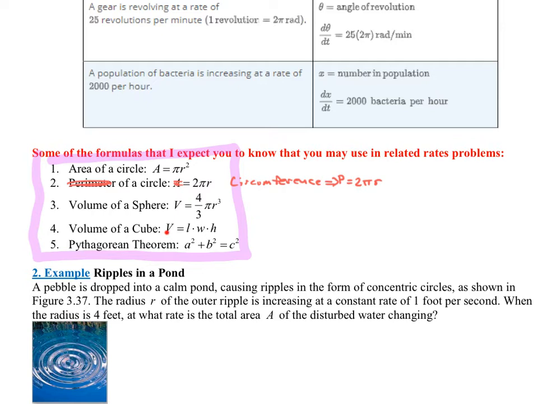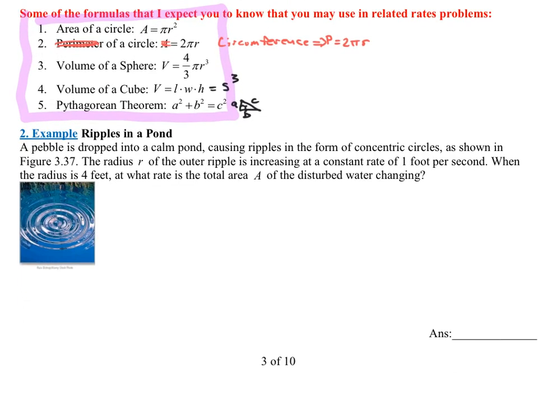The volume of a cube, well, really what I did was a box here, so I said length times width times height. But really, in a cube, that means all of your sides are the same. So you'll usually see s cubed for the side length cubed. And then I certainly want you to know the Pythagorean theorem. This is when you have a right triangle A, B, and C, with A and B being the legs, C being the hypotenuse, and it has to be a right triangle for the Pythagorean theorem to work.